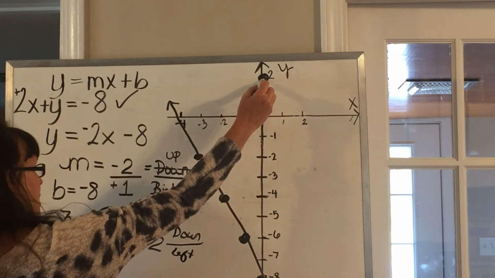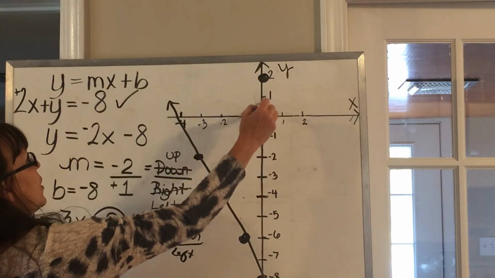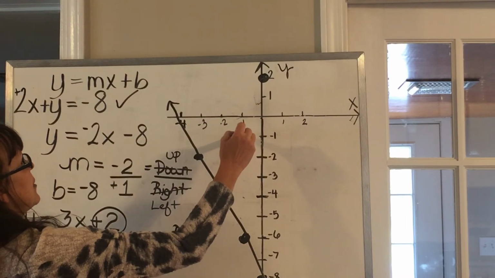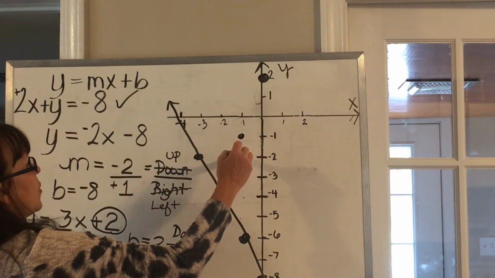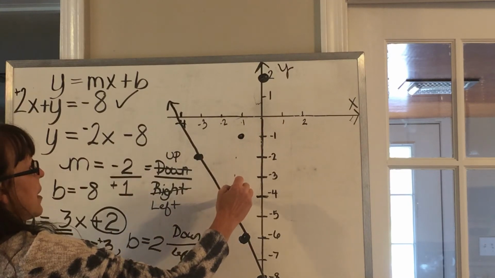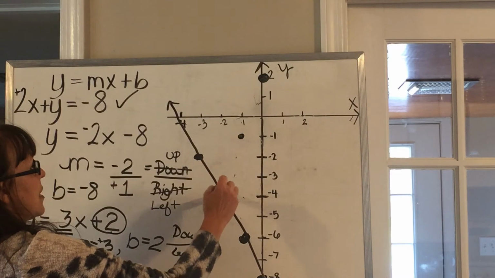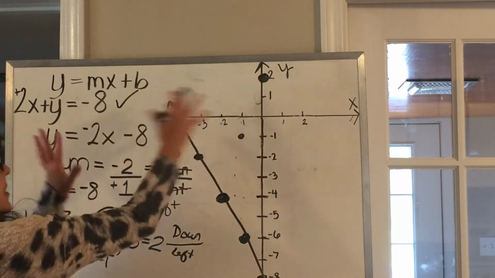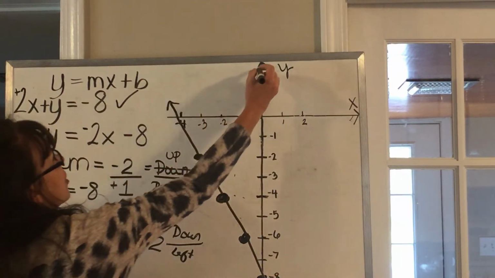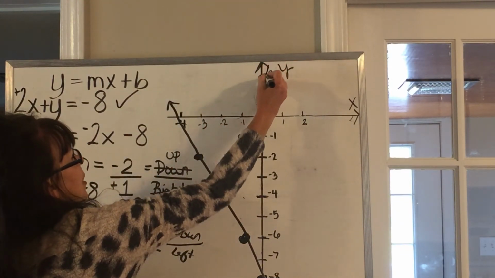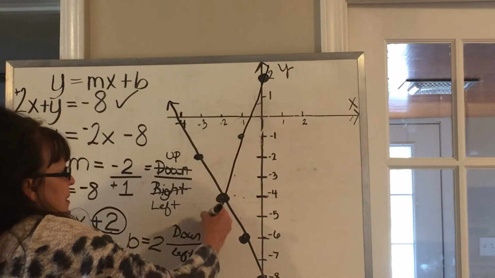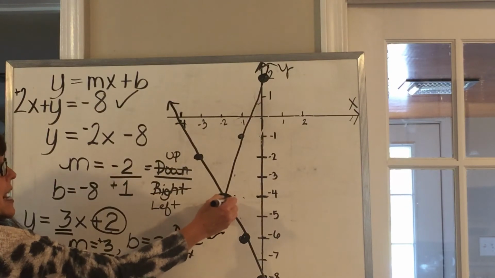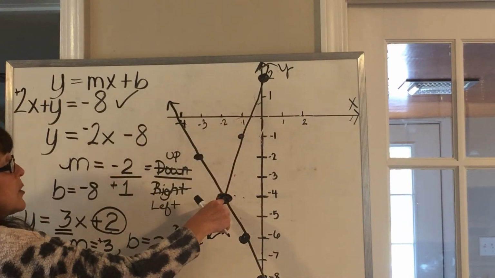Okay, so let's try that. Go down 3. 1, 2, 3, and then left 1. Okay, let me try that again. 1, 2, 3, and left 1. And then you draw that line. You would have a ruler. This is too big for a ruler. I need a yardstick. You would draw the best line possible. It's a little crooked. But you can see that it crosses right there.